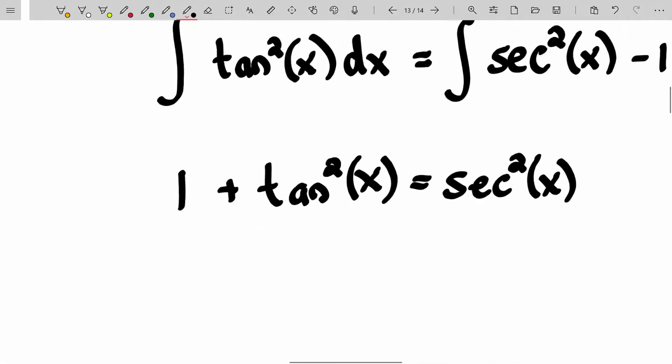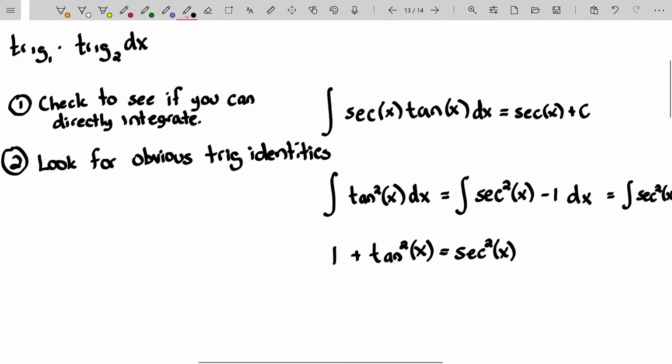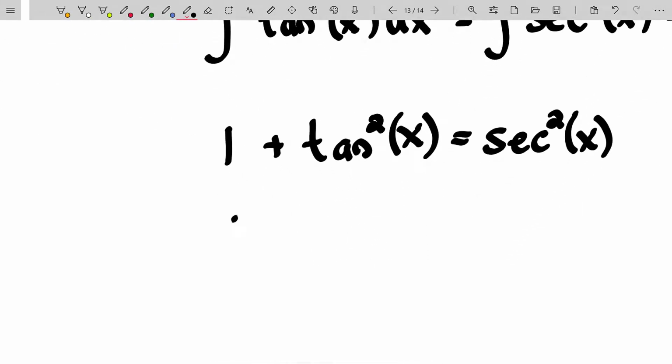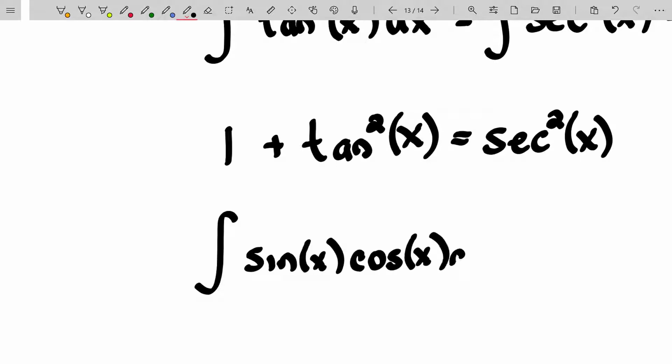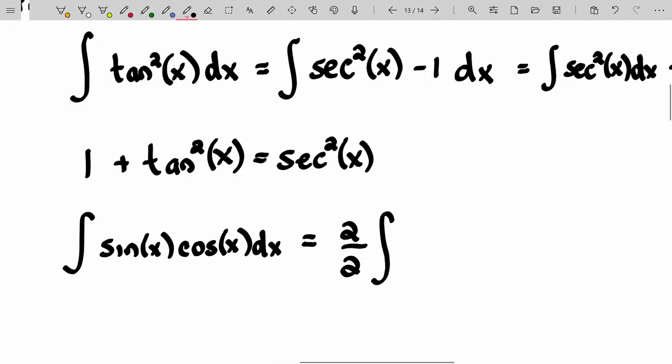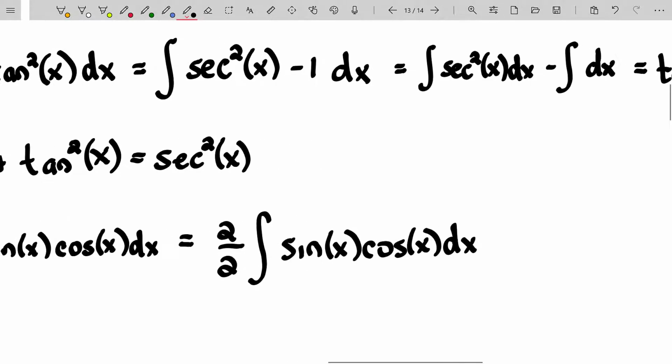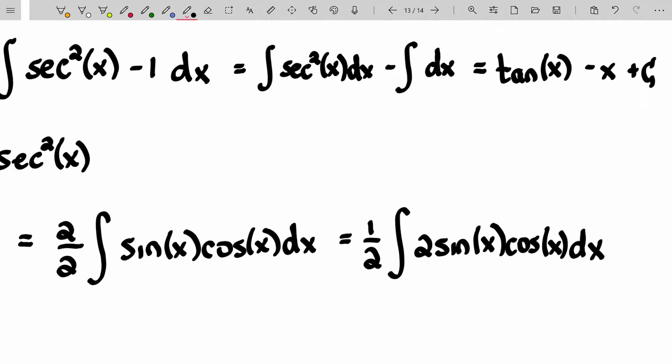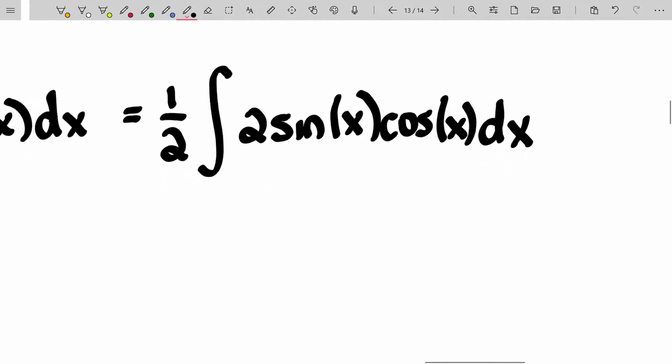Another example of keeping an eye out for obvious trig identities is if you are asked to integrate sine of x times cosine of x. A lot of people will do a U substitution on this. There's nothing wrong with doing a U sub here. However, if you're pretty ingenious, you can just do this. Multiply top and bottom by 2. So you have 2 sine of x cosine of x dx. Bring the 2 in the numerator into the integral, and then recognize that's a trig identity.